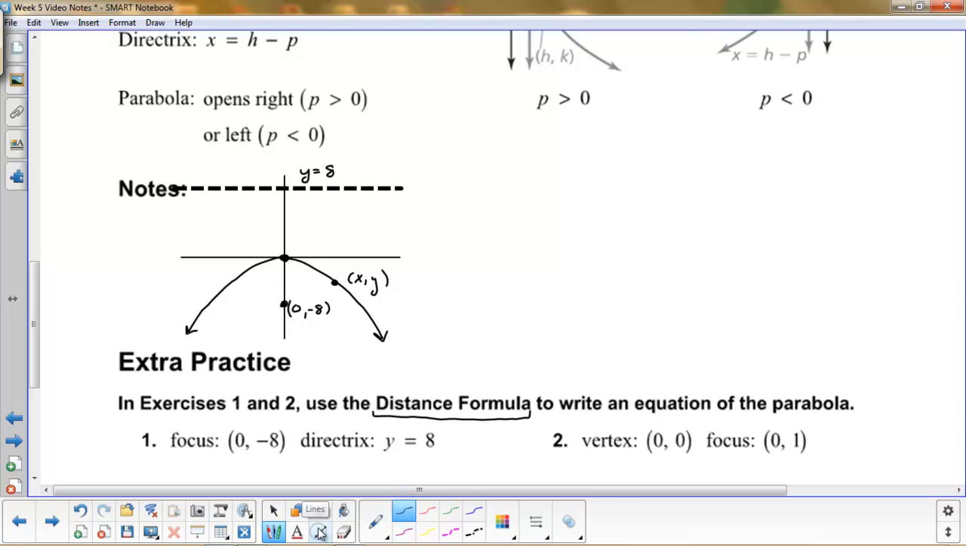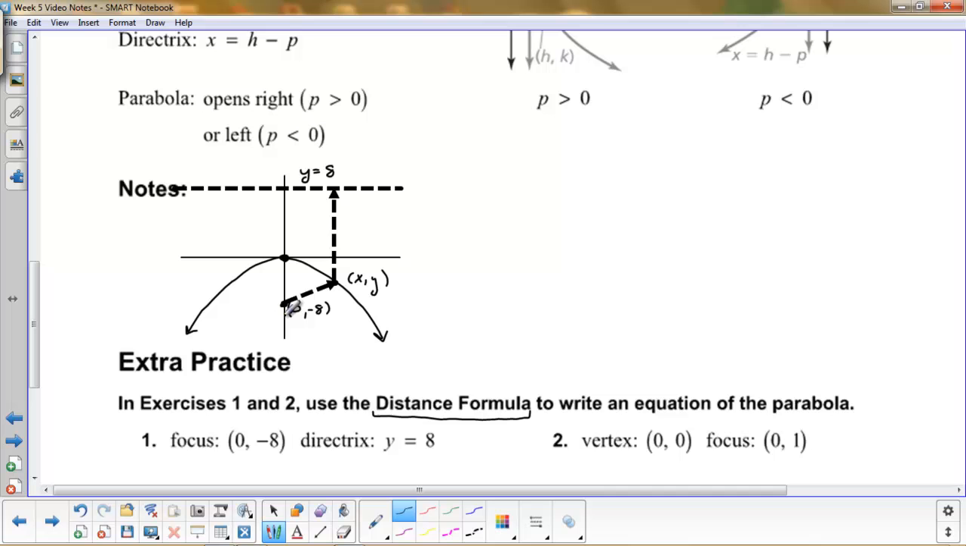So what I'm going to do here is start by calculating the distance from here to here. The next thing I'm going to do, and you can clearly see that this is a sketch, is calculate the distance from here to here. And due to the definition of a parabola, these two distances are going to be equal. And since they are equal, that's how I'm going to get my equation from the distance formula.